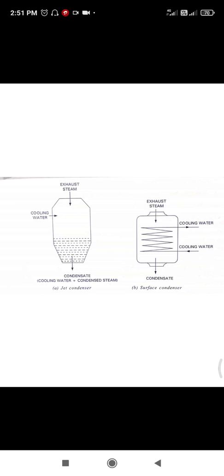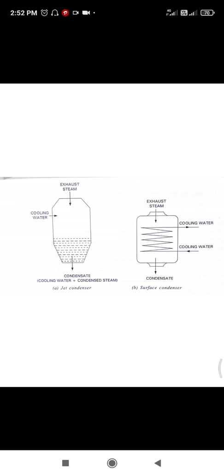The following are the advantages of this jet condenser. As a result of effective mixing, it requires less circulating cooling water. Equipment is simple and occupies less space. Maintenance is cheap. Okay, when there are advantages, automatically there will be disadvantages.